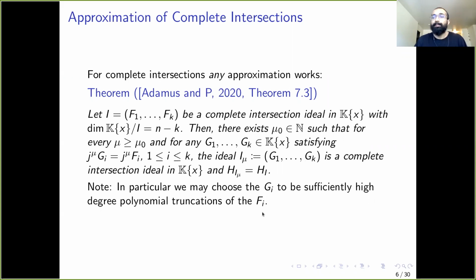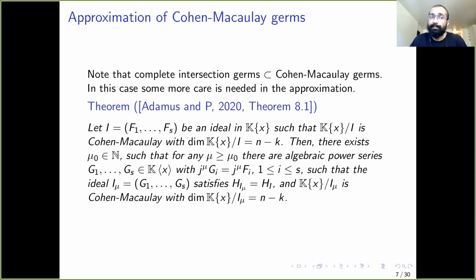Now, the reason I presented this result is to contrast it with the next case that we considered, the case of Cohen-Macaulay germs. This case represents a natural next step because it is the next most general class after complete intersection germs, in the sense that all complete intersection germs are Cohen-Macaulay germs.